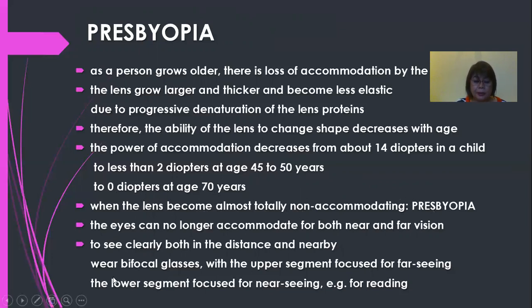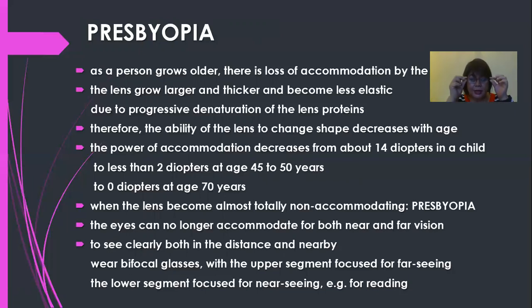Okay, presbyopia. The eyes can no longer accommodate for both near and far vision, and to be able to see clearly both in the distance and nearby, you wear bifocal glasses, like this one, for far distance, and the lower segment for near seeing, for example, for reading.